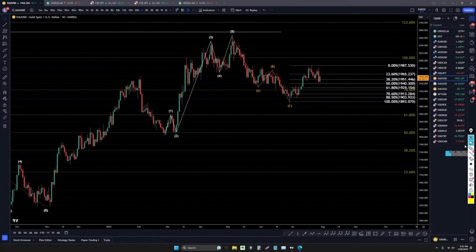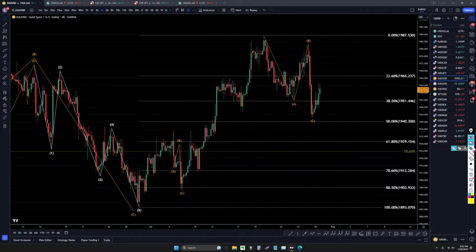I just think there's so much selling pressure on gold because we're so close to all-time highs. People want to sell all-time highs, which is why it's really been struggling to go up. But I think it's going to continue going up.